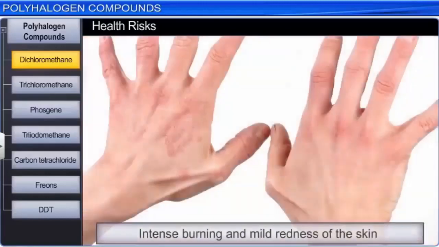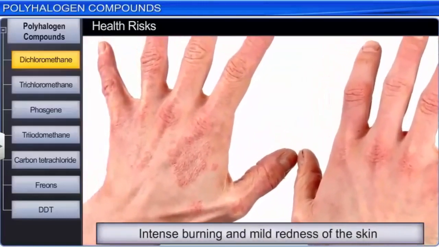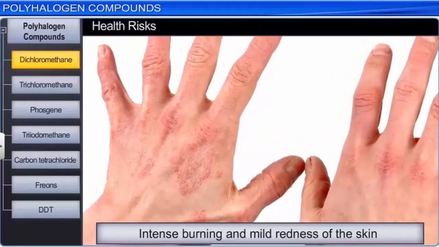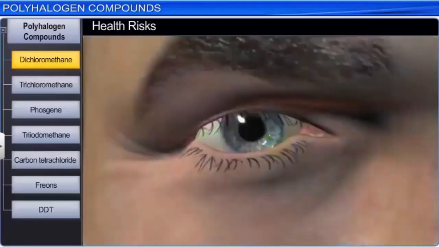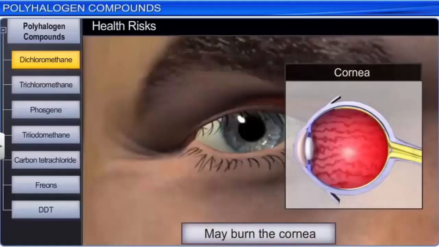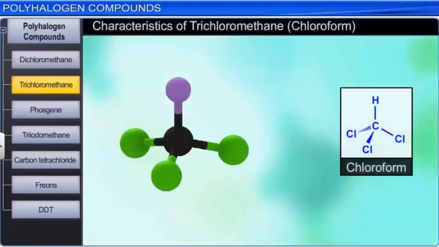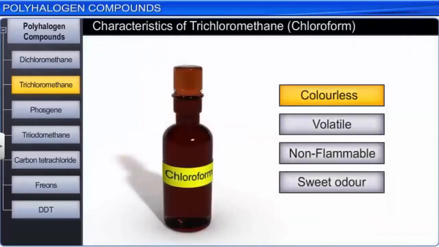The skin may experience an intense burning sensation and mild redness if it comes in direct contact with dichloromethane. If dichloromethane comes in direct contact with the eyes, it may burn the cornea. Trichloromethane, or chloroform, is a colorless, volatile, non-flammable liquid with a sweet odor.